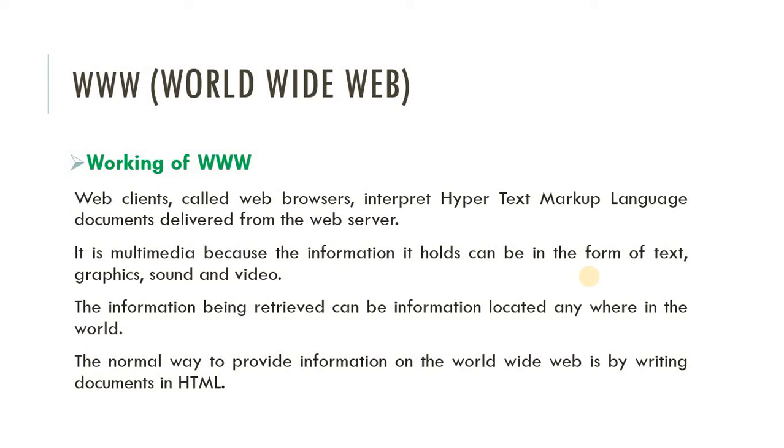So when we request any information, that request is not only from India. The server can also reside in foreign countries, so that information is also retrieved from that server. The normal way to provide information on the World Wide Web is by writing HTML documents. Normally that is written in the HTML format, though nowadays it can be written in many languages.